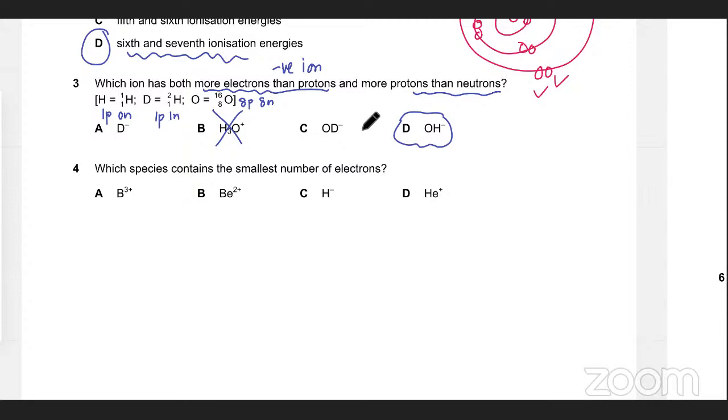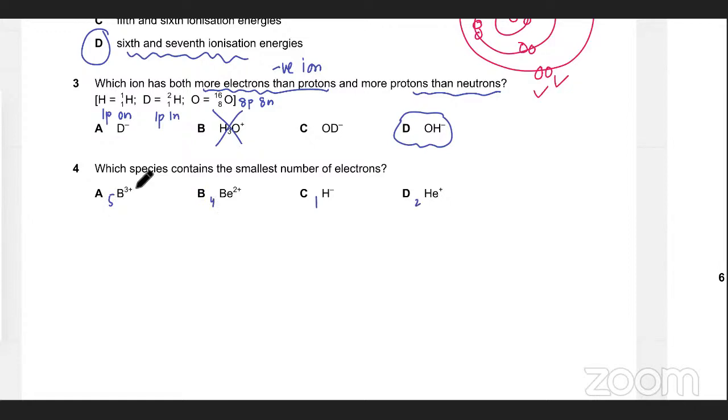So next one is, which ion contains the smallest number of electrons? This is easy. This one will have 2 electrons. Let me write. Boron is 5, beryllium is 4, I think, hydrogen is 1, and helium is 2.